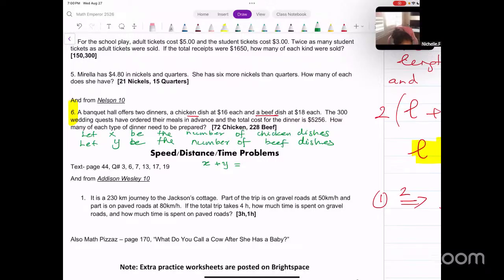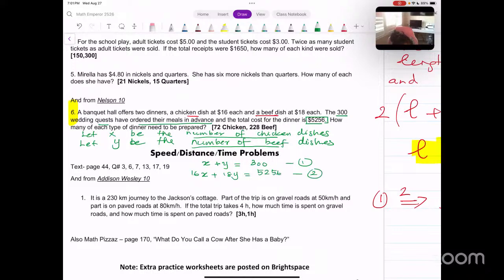5,256. I think the issue here is that you find it difficult to understand the English piece. It's not the math. The 300 wedding guests have ordered their meals in advance. So x is the number of chicken dishes and y is the number of beef dishes. The number associated with the cost here, how come x plus y is 300? 16 times x plus 18y is $5,256. That is the cost.